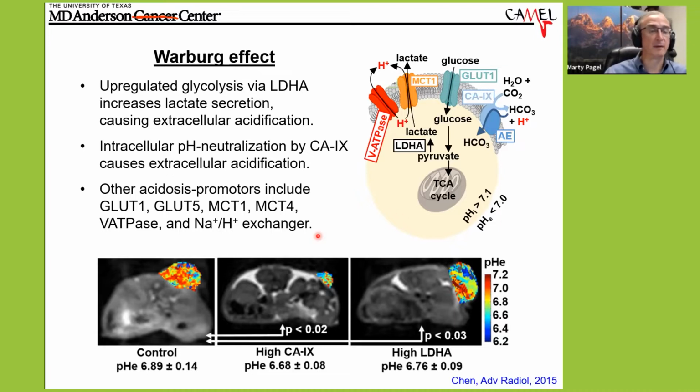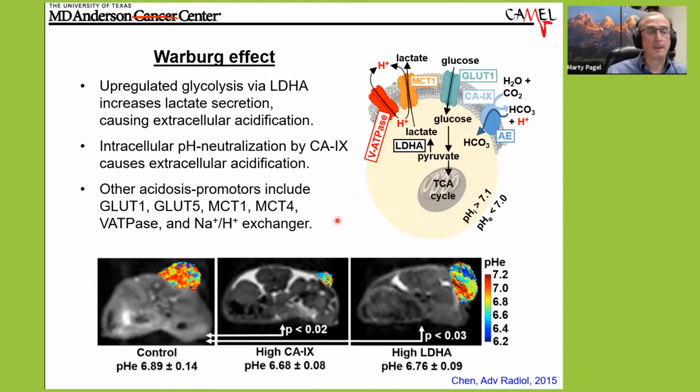of techniques. Here is an example of CEST MRI data showing a controlled tumor that has then been upregulated to have high carbonic anhydrase 9 or high LDHA. And with both of those overexpressions, you do get a lower pH of these tumors that is statistically significant.